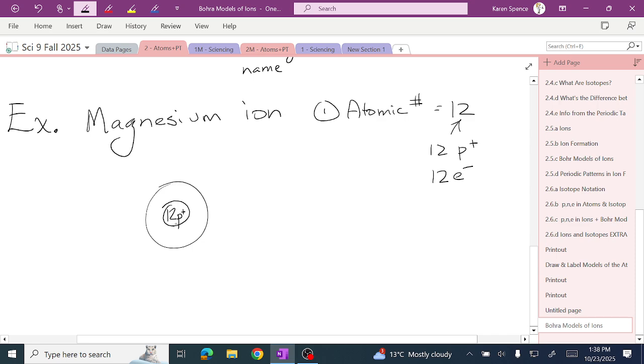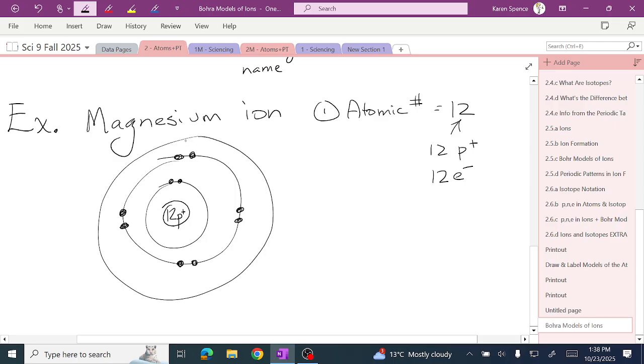How many electrons on the first shell? 2. 1, 2. 3, 4, 5, 6, 7, 8, 9, 10. Where does the next one go? On another shell. So we now have 11, 12. So now we have our neutral atom. You're always going to start with the neutral atom.